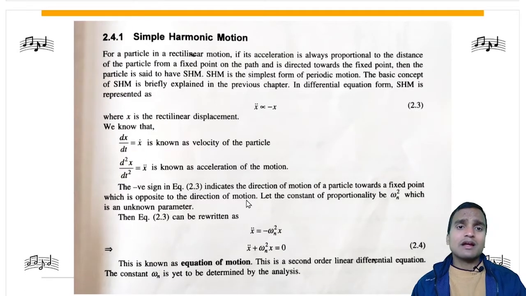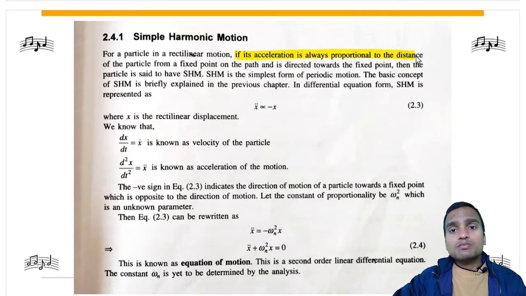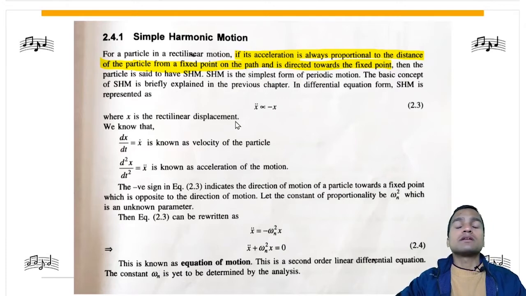We have done a discussion on this topic, simple harmonic motion, and you can watch that video also. In simple harmonic motion, what is the most important criterion? There are two important criteria. One is that the acceleration is always proportional to the distance of the particle from its mean position. And second is that this is always directed towards that mean position. Only then can we say the particle is undergoing SHM, simple harmonic motion.